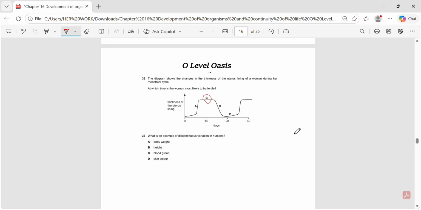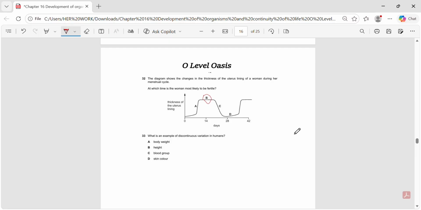Then, phase C, days 14 to 28, shows the uterus lining remaining thick in case fertilization occurs. However, if the egg is not fertilized, the lining will begin to break down towards the end of this phase, leading back to menstruation. Fertility gradually decreases during this stage. Finally, phase D, days 0 to 5, represents menstruation. At this point, the uterus lining is at its thinnest because it has just been shed. This is a phase of very low fertility, as no egg is available for fertilization.